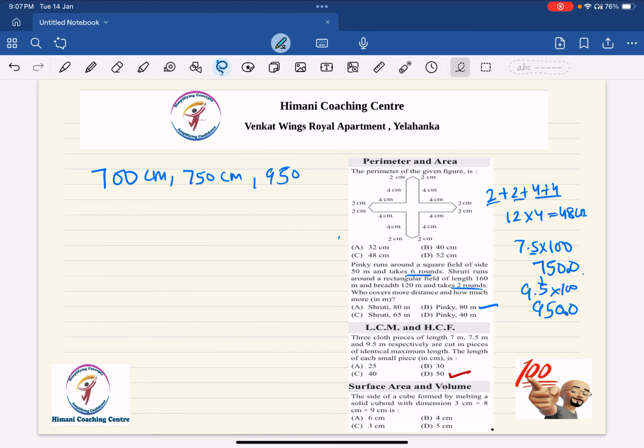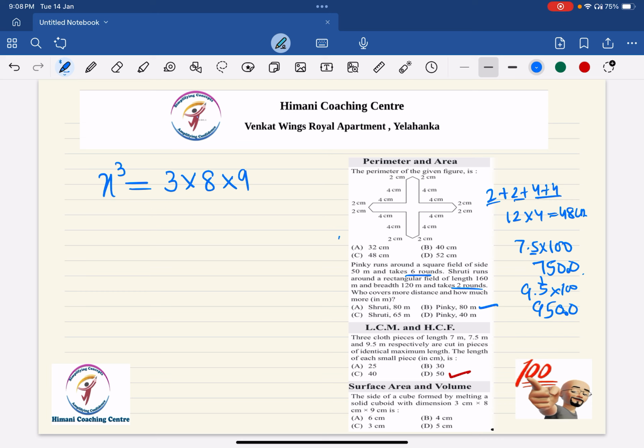Now let us look at the next question. It says the side of a cube formed by melting a solid cuboid with dimension 3 centimeter by 8 centimeter by 9 centimeter is. Now what is the volume of a cube? Side cube. So if the side of a cube is x, its volume is x cube. Now this volume is equal to what? Volume of the cuboid, 3 into 8 into 9.